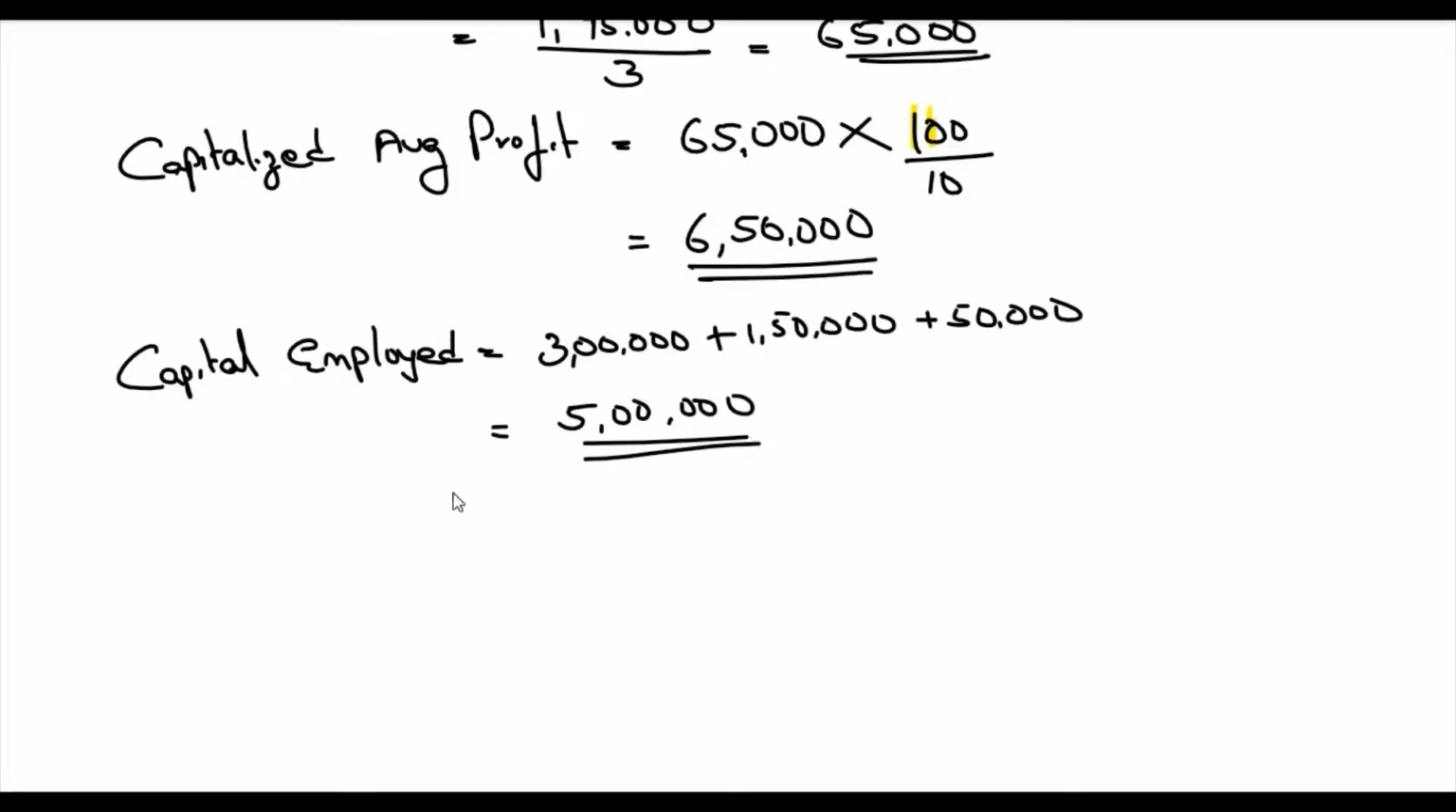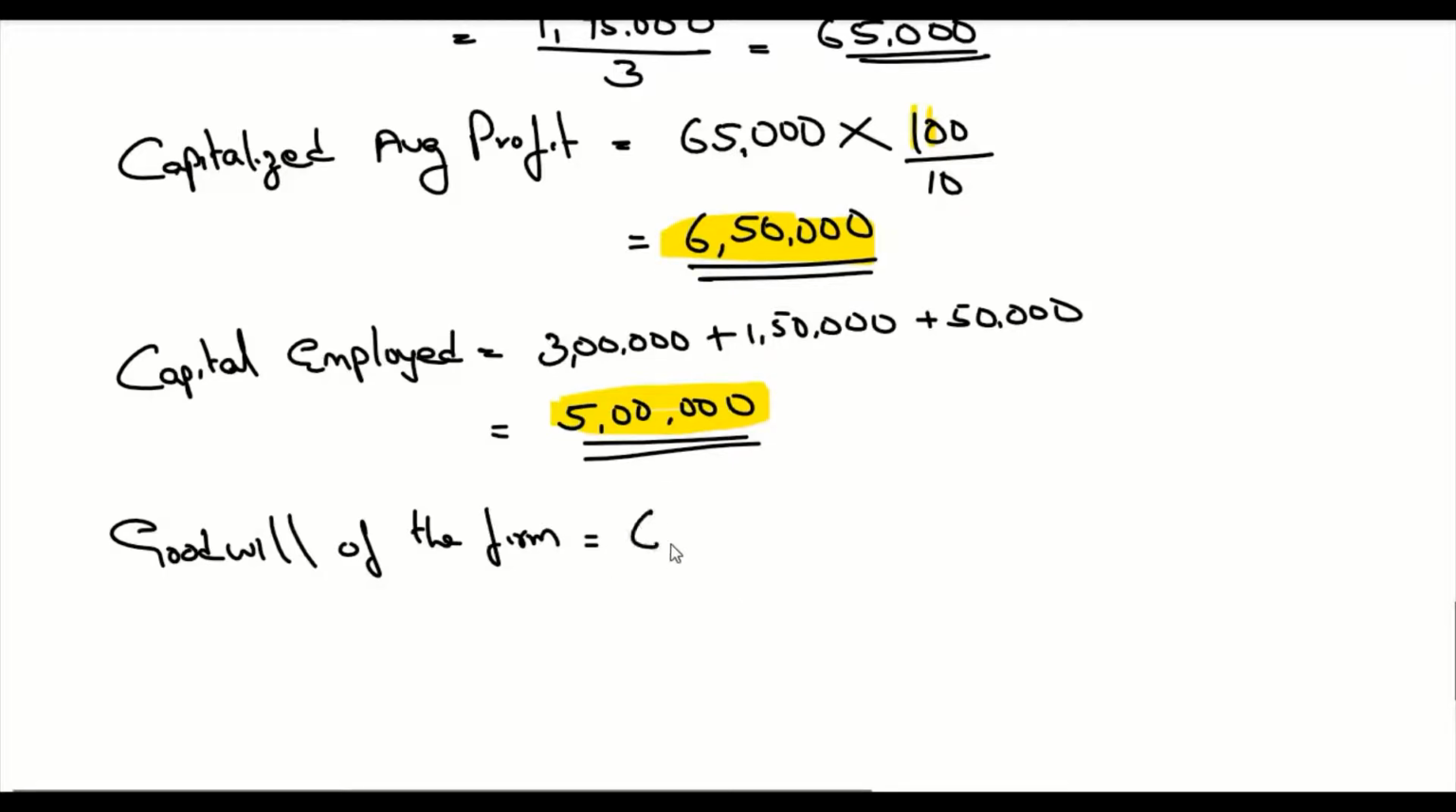Now how will we find the goodwill? Goodwill of the firm is equal to capitalized average profit, which is 6,50,000, minus capital employed, 5 lakhs. So it is 6,50,000 minus 5 lakhs. That is equal to, goodwill of the firm is equal to 1,50,000.